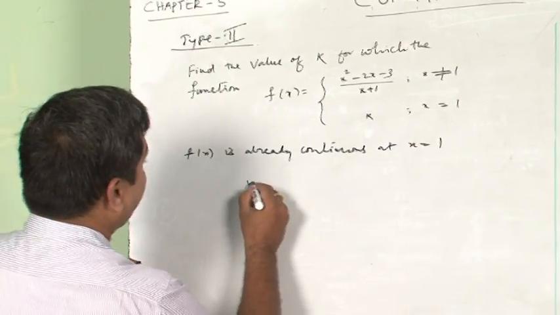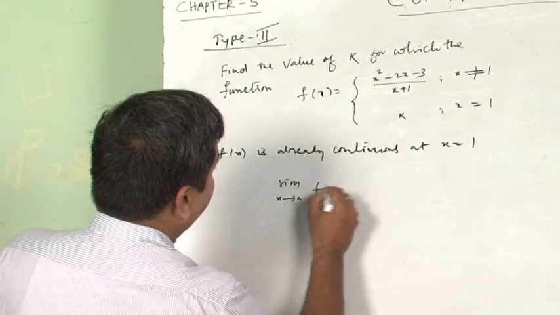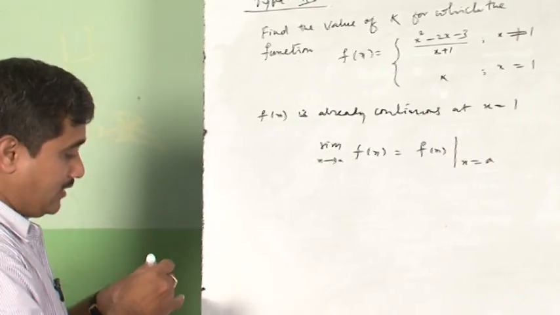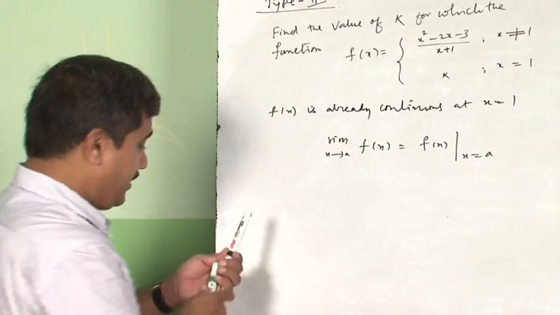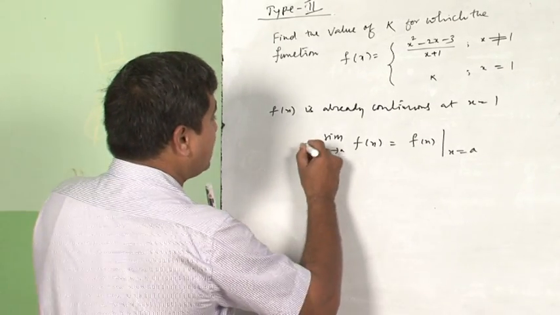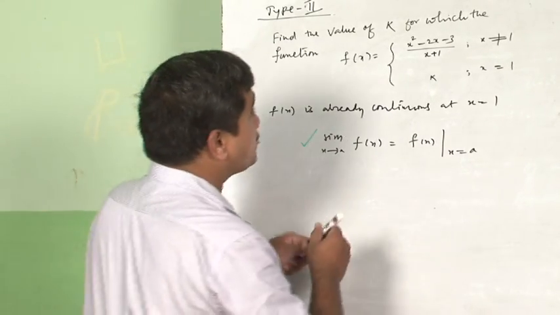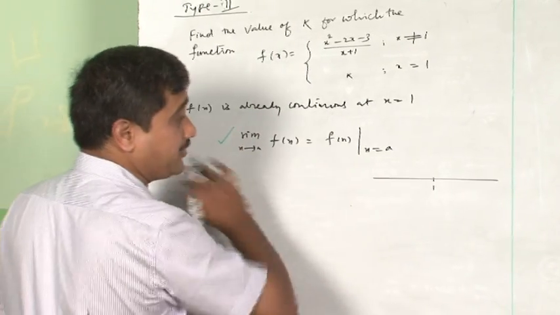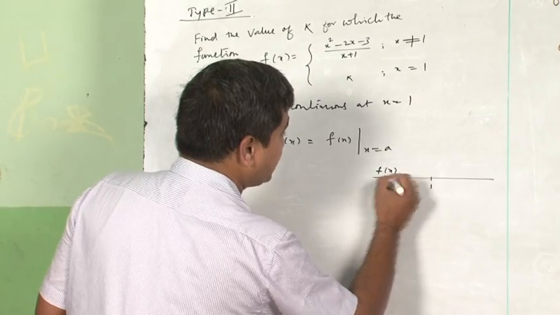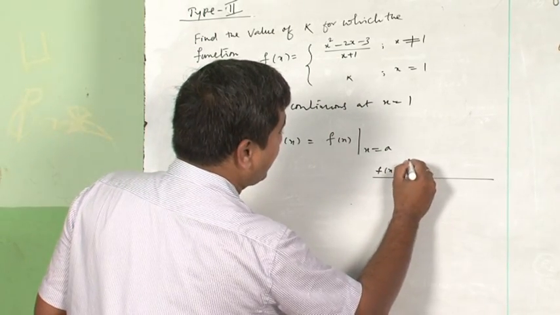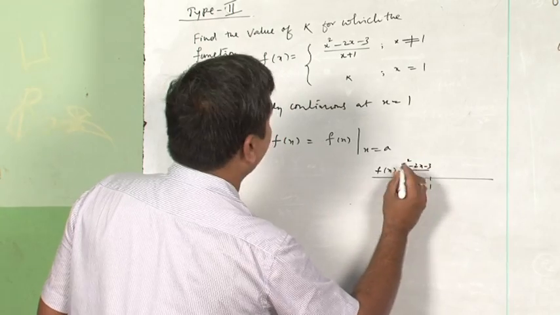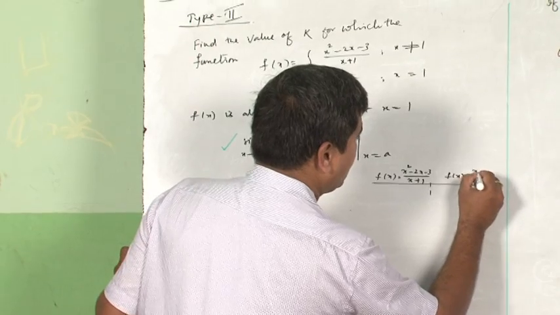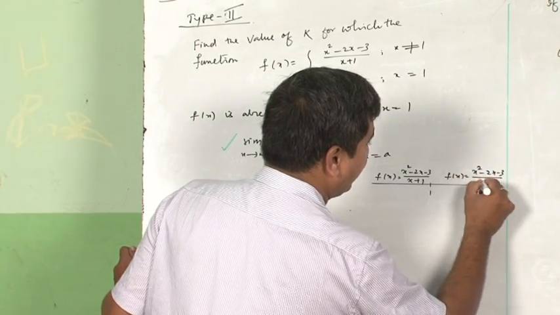What does it mean? Limit x tends to a, f of x is equal to f of x at x is equal to a is the clause. That means this is already satisfied. Both are equal. Now to begin with, let me see first of all the graphical picture of this function, where 1 is the point where it is already continuous. To the left of 1, what is f of x? It is x square minus 2x minus 3 upon x plus 1, and to the right as well, f of x is equal to x square minus 2x minus 3 upon x plus 1.